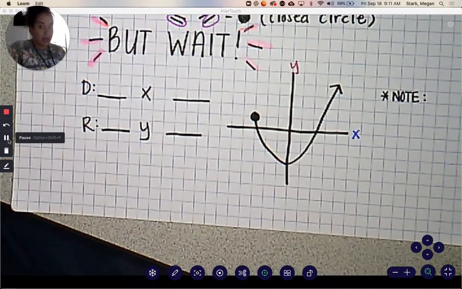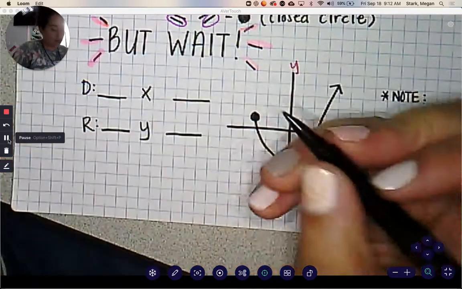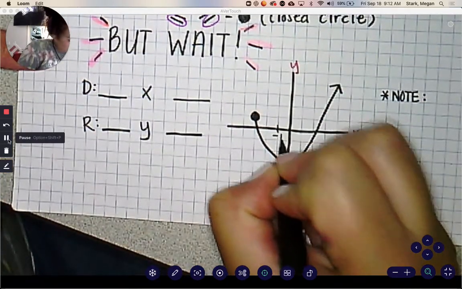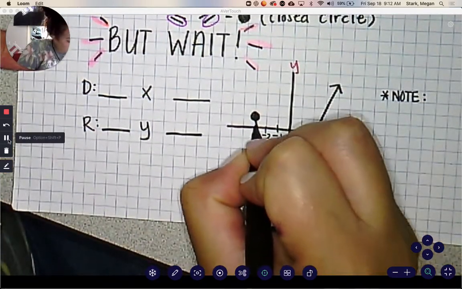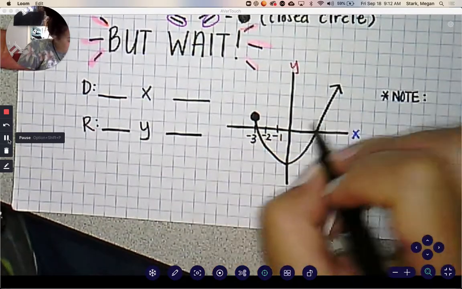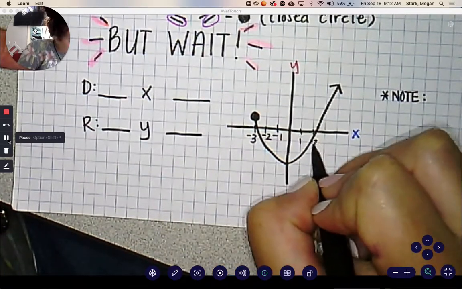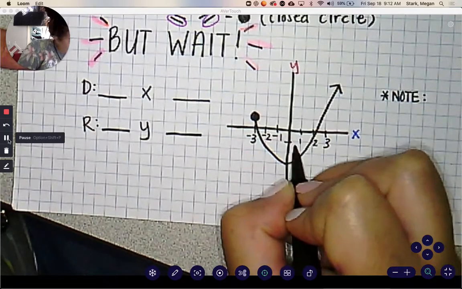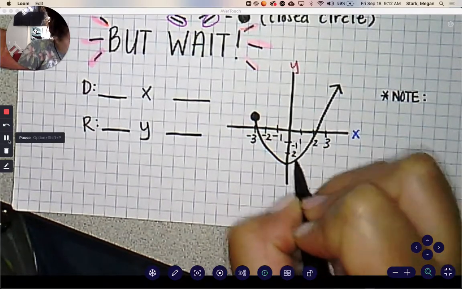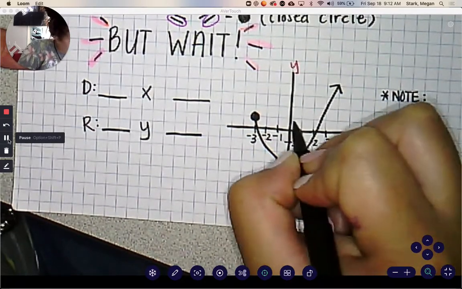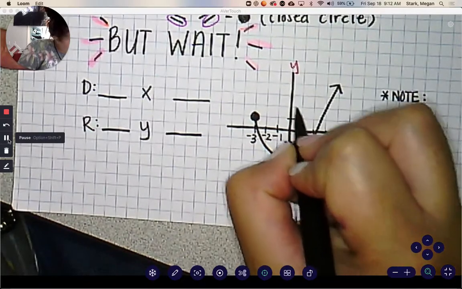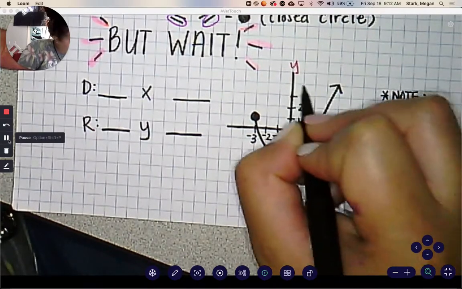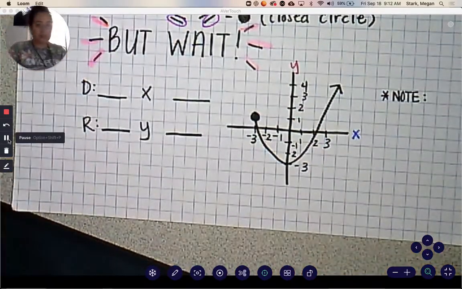Now I'm going to actually number the coordinates, so that way I get my numbers correct. So this is -1, -2, that means right here is -3. This is 1, 2, 3, -1, -2, -3, 1, 2, 3, 4.